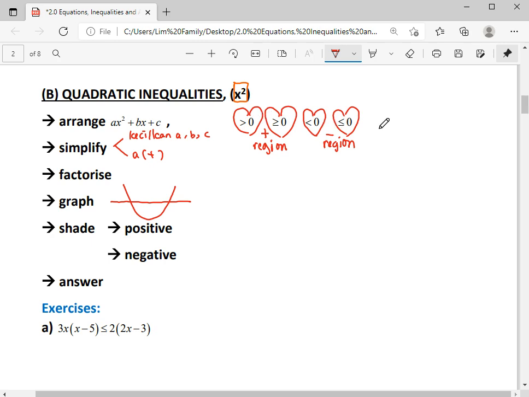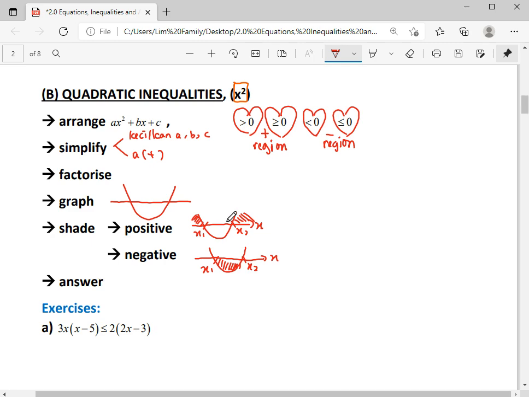If positive region, it means you are going to shade above the x-axis. This is the x-axis, so this is your above x-axis. This is our positive region. And this is our roots. This is our x1. This is our x2. So if your question comes with less than or less than or equal to 0, it means we are going to shade the region of negative, between x1 and x2. So this is our answer. Then write our answer.